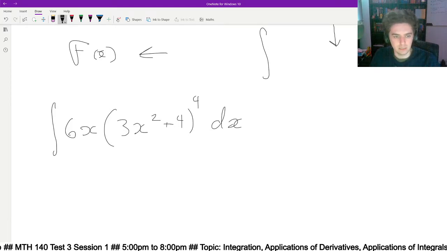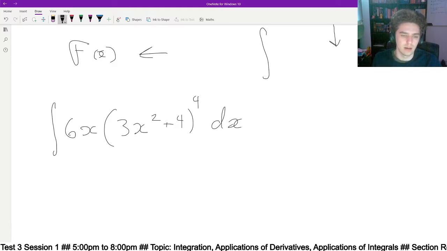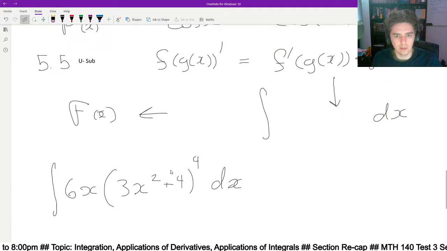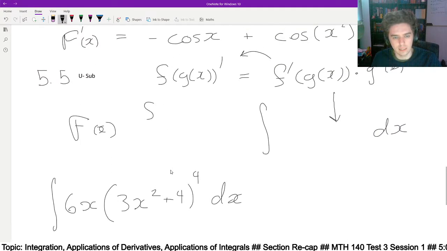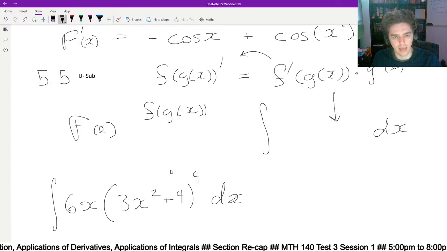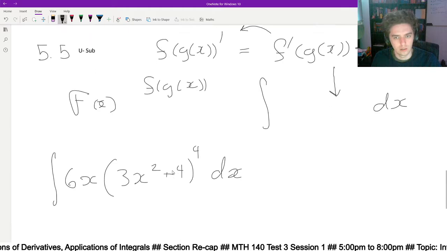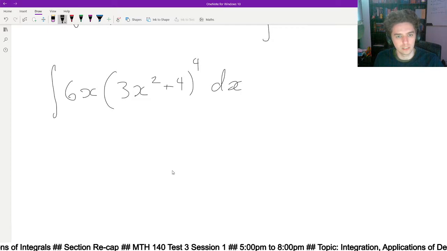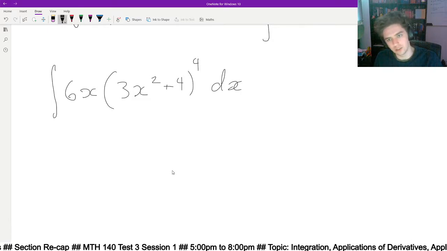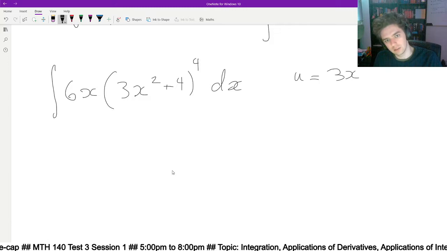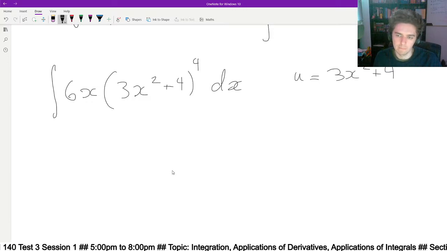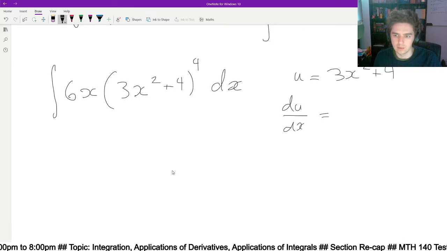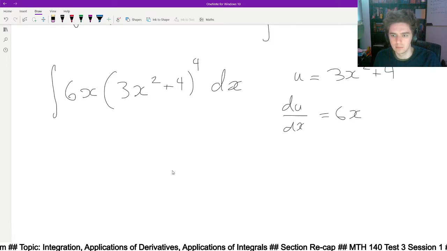What this is asking is just to find the antiderivative. In other words, if we're going backwards here, we're looking for something that's f of g of x, because the derivative of that will be this function. Usually the best thing to do is say the thing inside your bracket is your u. So u equals 3x squared plus 4, right? Then you take the derivative with respect to x. du dx is equal to 6x, that's it, just 6x.